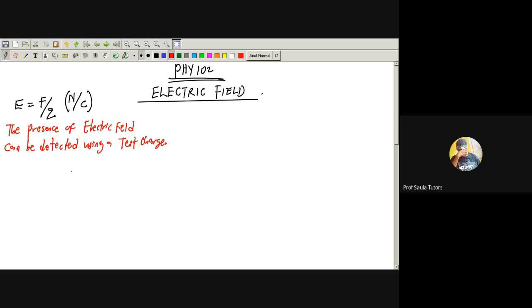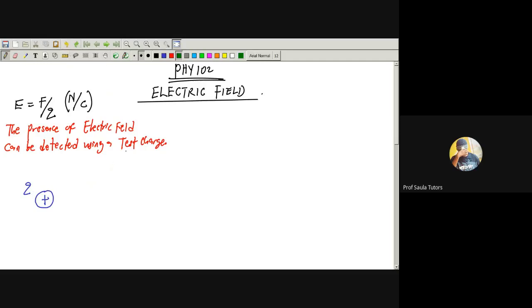Now let's take, for instance, this. Observe. Let me say there is a charge here, and let me call the charge Q. Let me say there's a positive charge here with charge Q. Now, let me say that we have a particular test charge, and let me call that test charge Q0.